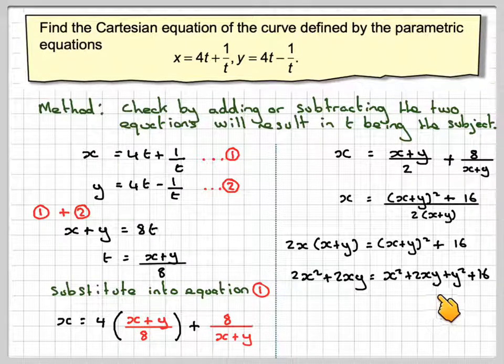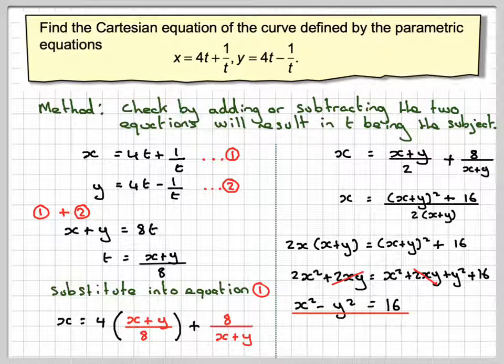Now this 2xy and this 2xy will cancel out. And then if we take this x squared over here, we're going to get x squared, and take the y over, we're going to get minus y squared is equal to 16.